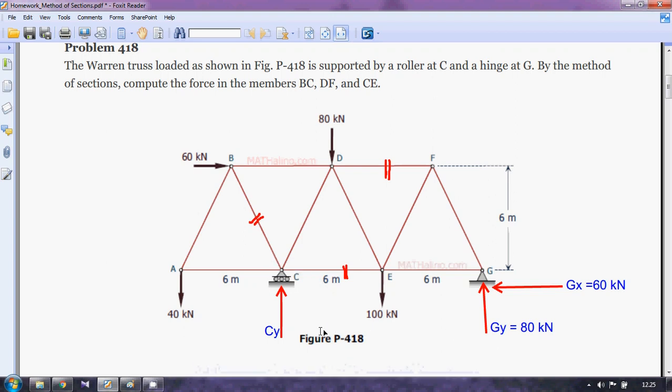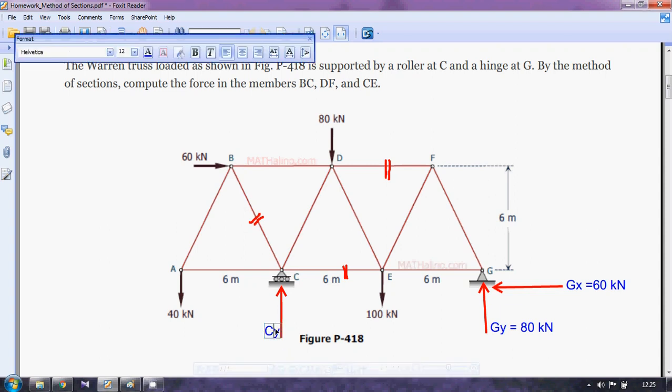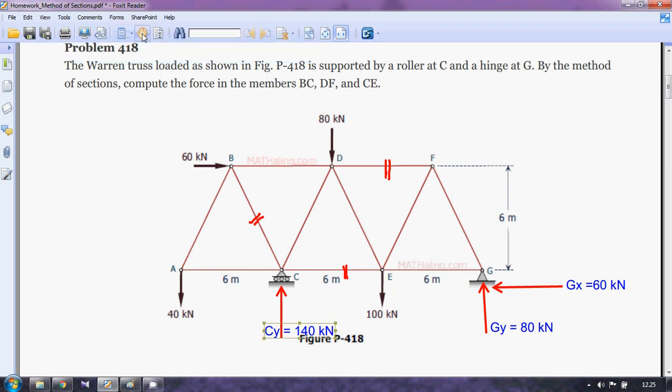So what will be the value of Cy? The value of Cy will be very easy. How much? 140. Correct? Because you have 80 kilonewton downward, and you have a reaction of Gy 80 kilonewton upward, so it balances. So how many downward forces do you have? 140. So Cy must be 140 to balance the structure. Good.